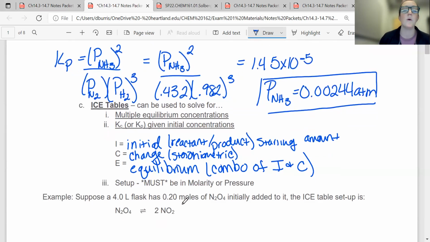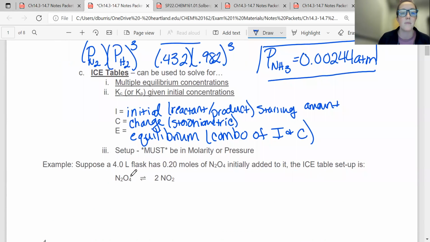All right. So one thing that's extremely important to remember for ICE tables is you have to be in molarity or pressure. You cannot just use moles. It has to be moles per liter. It has to be some type of concentration or the values you would plug into a K equation, right? So that's going to be important to make sure you're in molarity, because a lot of times I'll just give you moles, but I will also give you liters, and you need to take that into consideration.